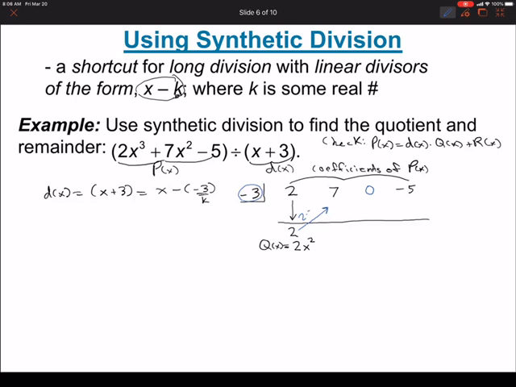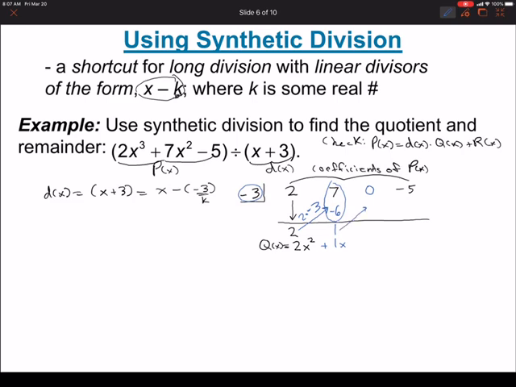So remember that constant term that was subtracted from x in our divisor. We're going to multiply 2 times negative 3. Well, that gives a product of negative 6. And then we're ready to add up the column. So remember, vertically we add the numbers. So 7 plus negative 6 is 1. So what's going to be our next term in our quotient? A 1x.